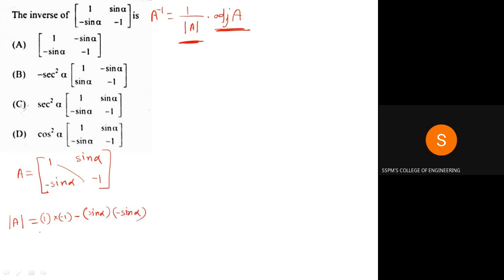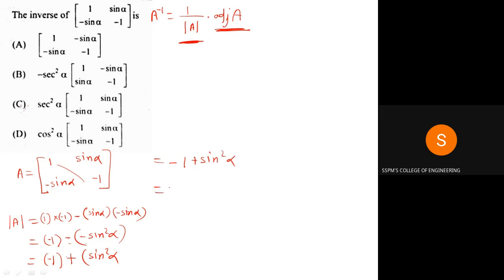What is 1 into minus 1? It is minus 1, minus sine alpha into minus sine alpha, which is minus sine square alpha. So now it is minus 1, and this minus and this minus become plus sine square alpha. It is equal to minus 1 plus sine square alpha.